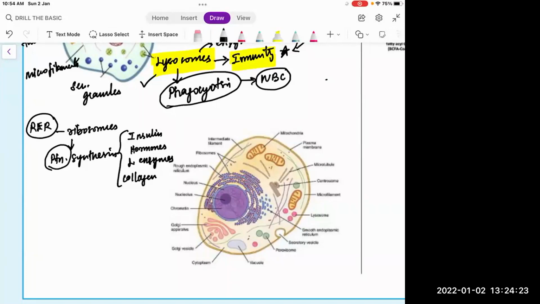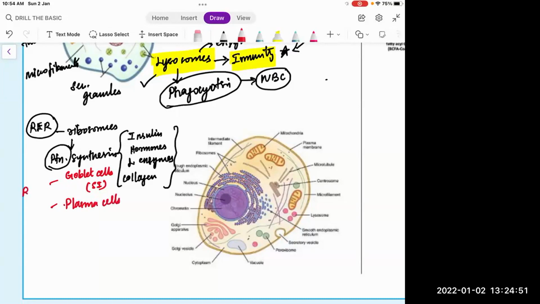And since the rough endoplasmic reticulum has a role in producing all these digestive enzymes, in which cell or organ will you find more and more rough endoplasmic reticulum? It is mainly in the goblet cells of the small intestine and also in the plasma cells.